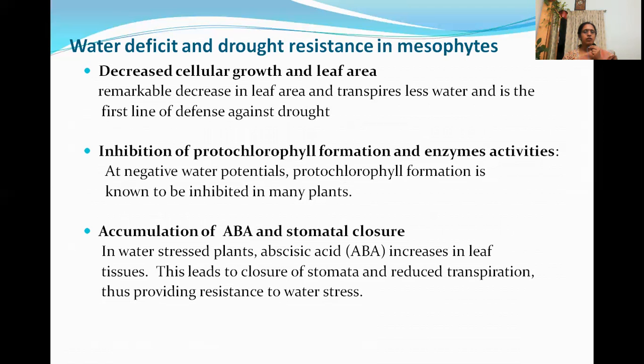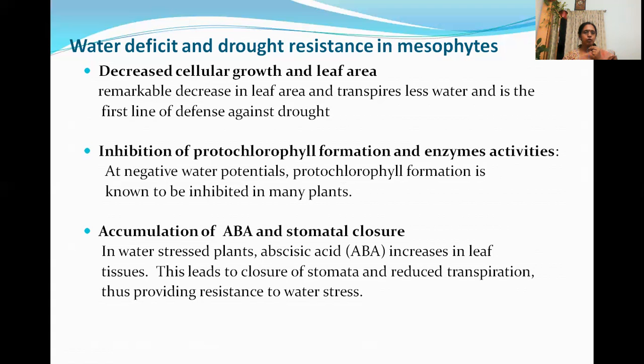Then, water deficit and drought resistance in mesophytes. So far we have studied about the xerophytes. Now, mesophytes. Some of the things which we have discussed in xerophytes may apply here also. But following all the types, we can just see in the mesophytes. That is, first one is decreased cellular growth and leaf area. It is also seen in xerophytes. A remarkable decrease in leaf area and transpiration is the first line of defense against drought in mesophytes.